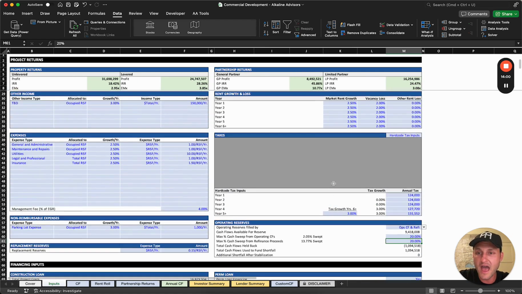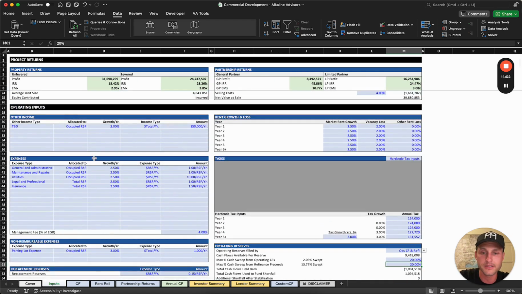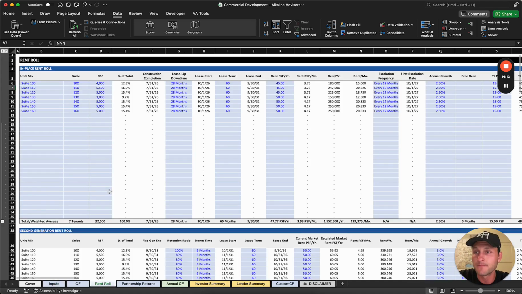So with that, that's the operating input section besides the lease up section, which is the rent roll section, which we'll get into now. So the way that we built up this rent roll section, essentially we have two different input fields on this rent roll section.